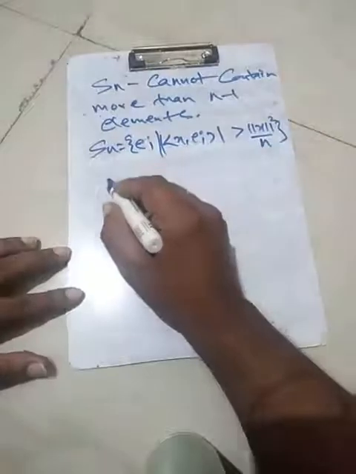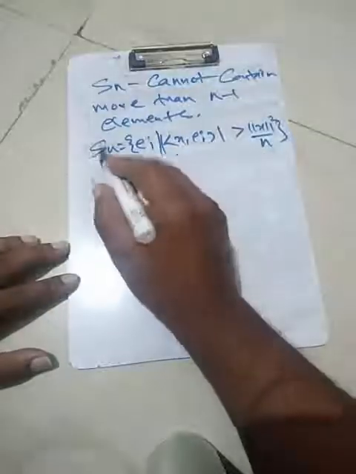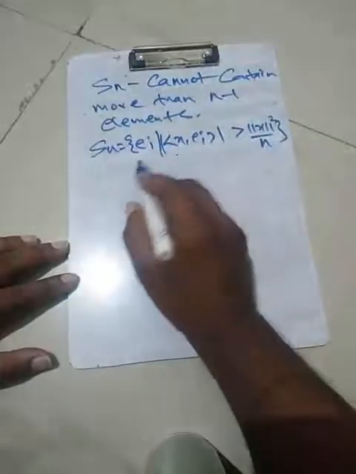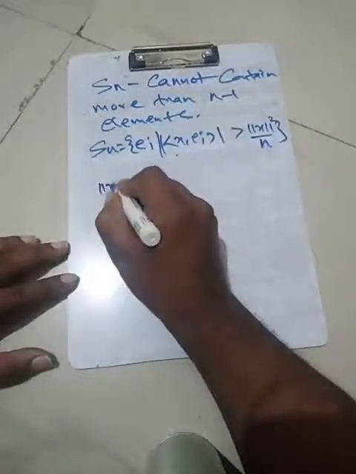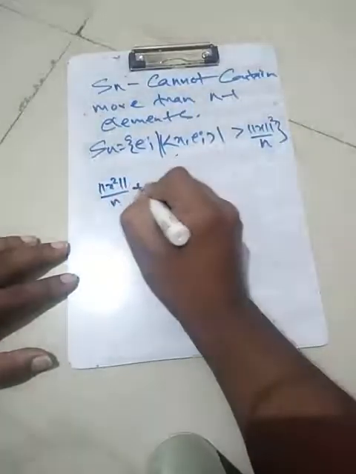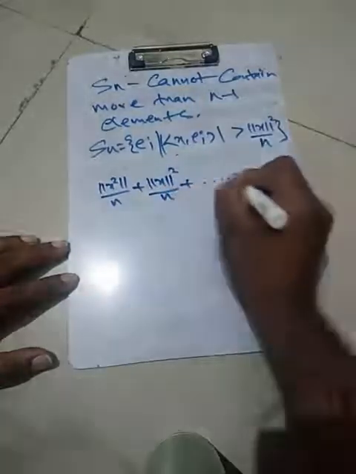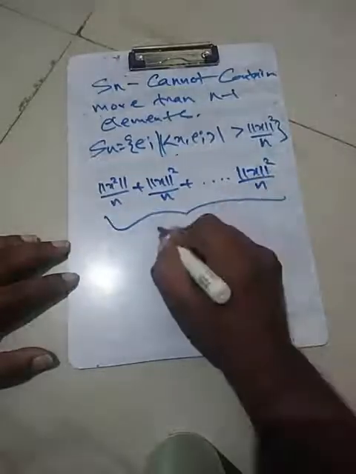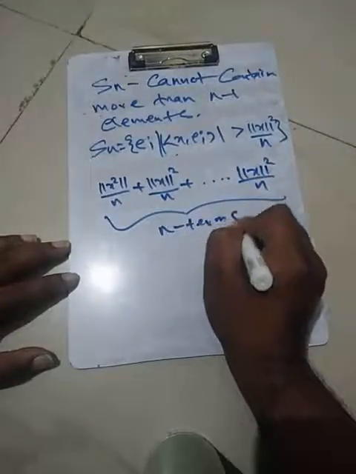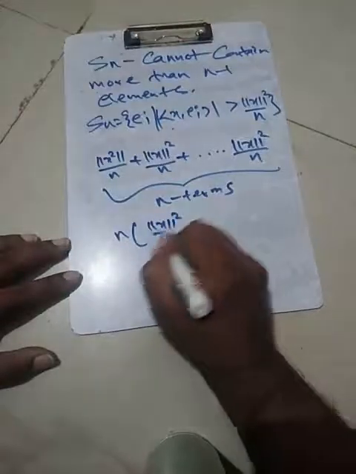So you have this thing. Suppose Sn has n elements. So what would happen? This is x square, so x square divided by n. Let's take n times the summation of this thing. These are n terms. This summation is clearly n times norm of x square divided by n.